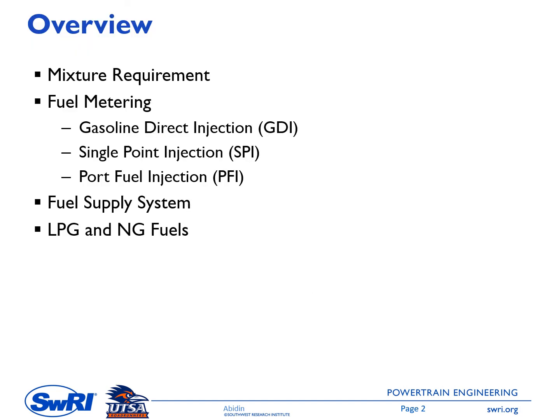This is the overview of this chapter. We'll look at the mixture requirement and then fuel metering. So we look at the gasoline direct injection. I think I also have one slide about the old fuel metering, which is carburation. So we'll take a look at the GDI and then SPI, single point injection, port fuel injection, PFI, and then the fuel supply system, and the last topic we'll discuss in this chapter is liquid petroleum gas and natural gas fuel.